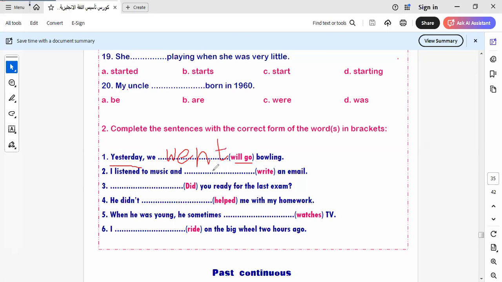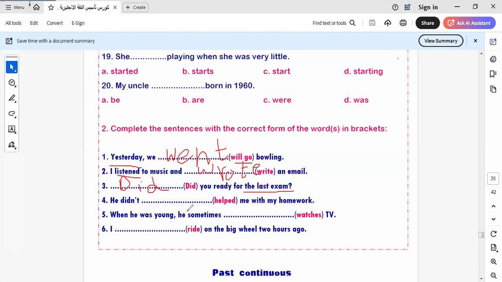Listen to the music, and here wrote, and wrote an email. Here is the verb in the past, and here is the verb in the past. Here, were you ready for the next exam? Here it will be did, because it's in the past.